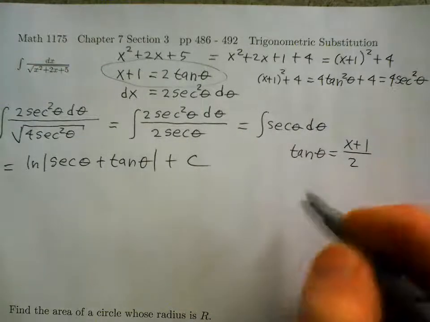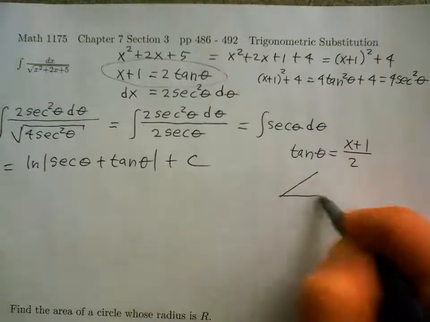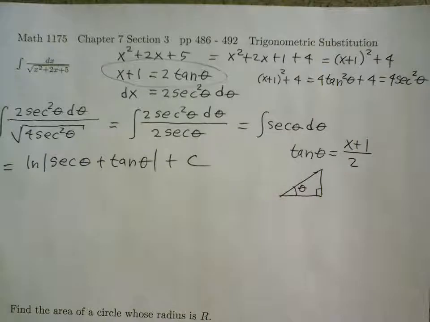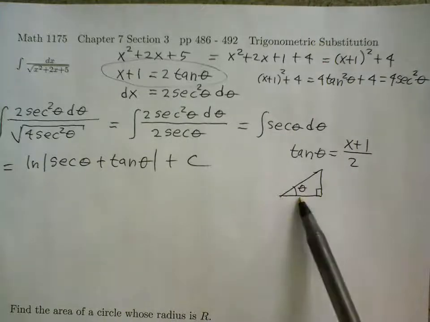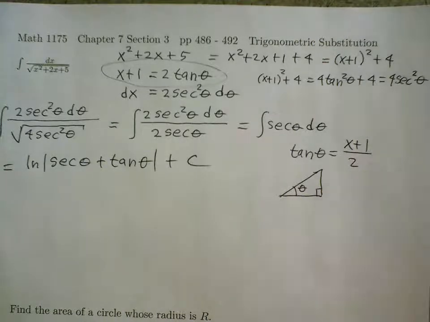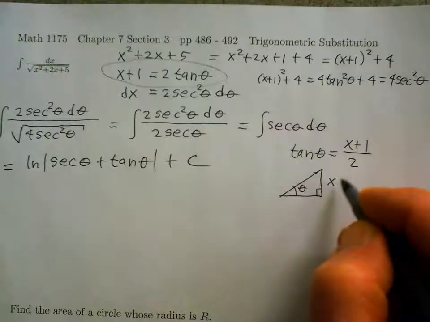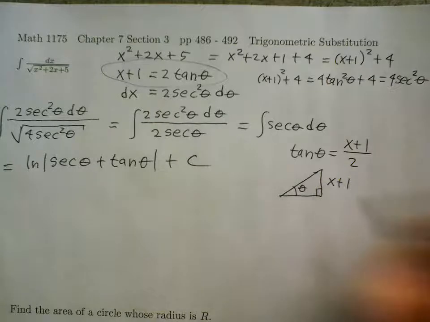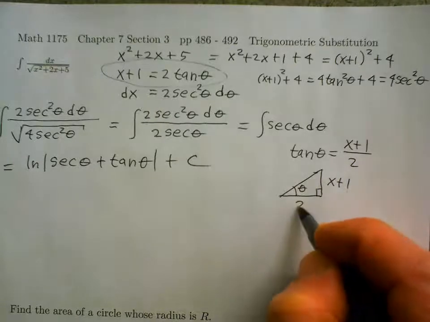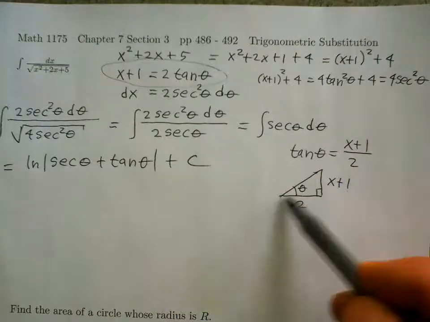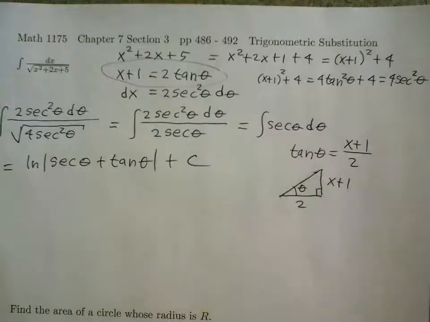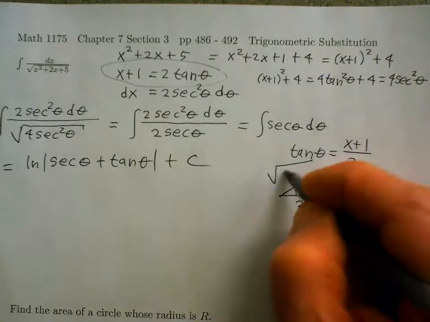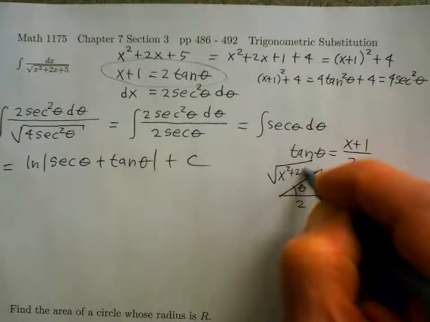So we'll use right triangle trigonometry to help us out. So if this is our angle theta, and if the tangent of theta is x plus 1 over 2, then we label the side opposite of theta as x plus 1, and the adjacent side as 2. And then using the Pythagorean theorem, the hypotenuse is the square root of x squared plus 2x plus 5.